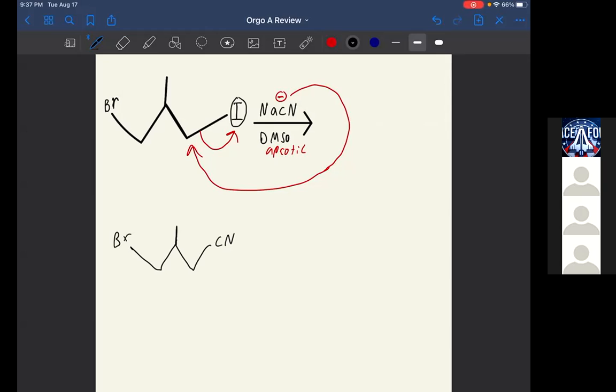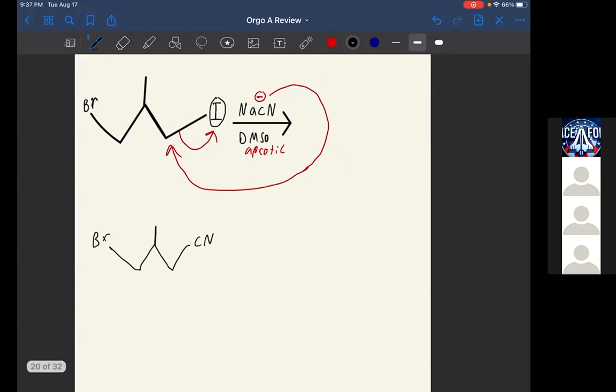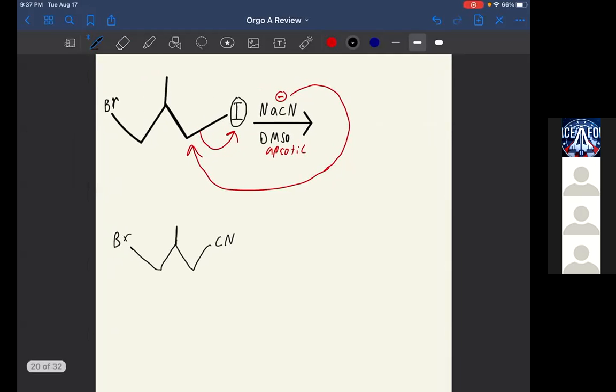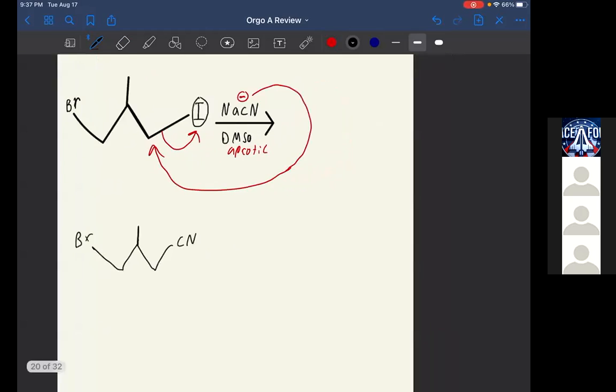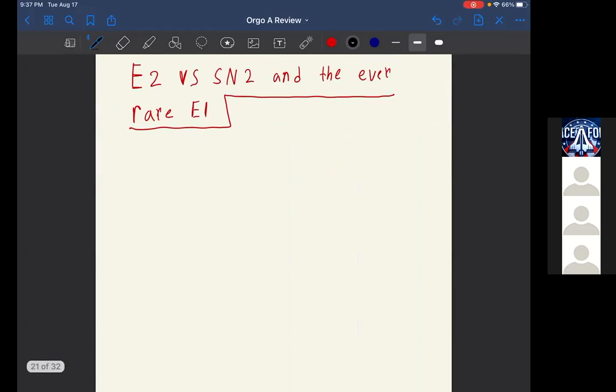So SN1, SN2 aren't too bad. Everyone good with these? Okay. So E2 versus SN2 and E1. This is the last elimination and SN2 things you need to know before we go into addition real quick. So when you're comparing between SN2 and E2, this is how I always do it.